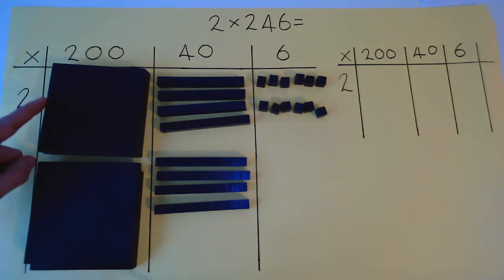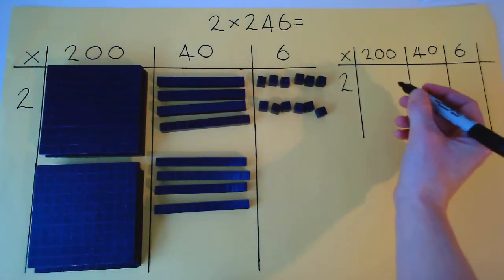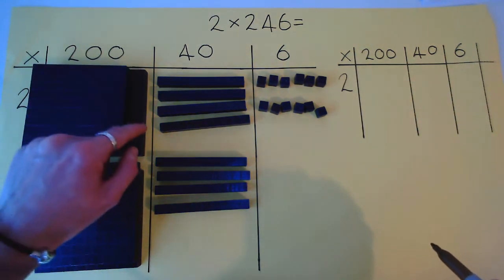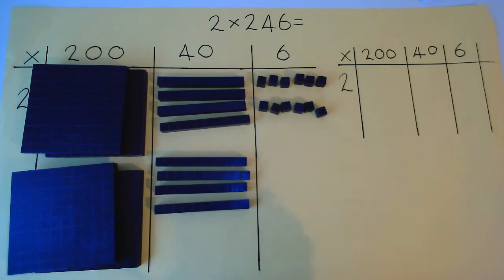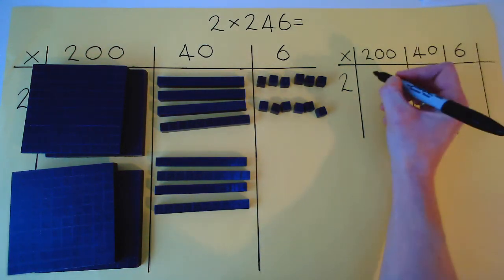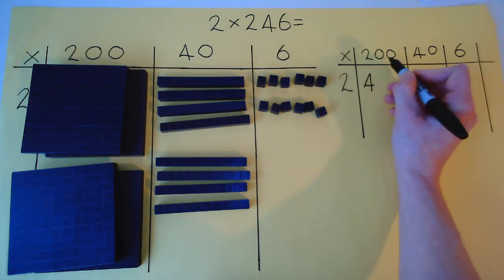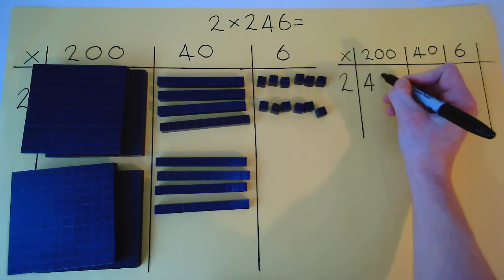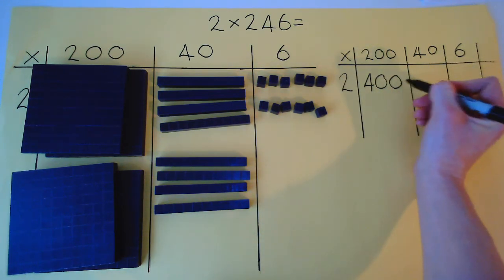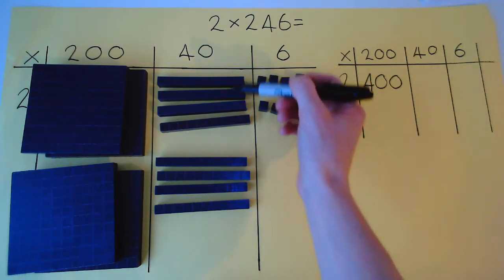So in total, how many hundreds do I have? I'm going to come over here to my grid multiplication. I know I've got 1, 2, 3, 4 hundreds. Or I can do 2 times 2, which I know is 4. And then I'm going to mega up my fact and add my 2 zeros. So I've got 400.